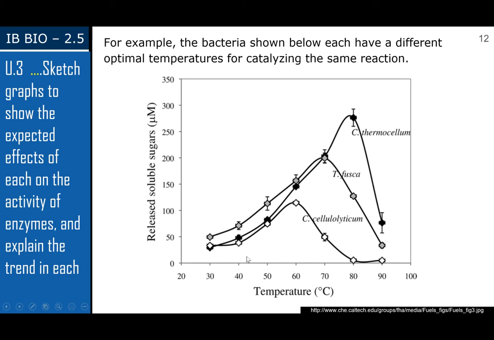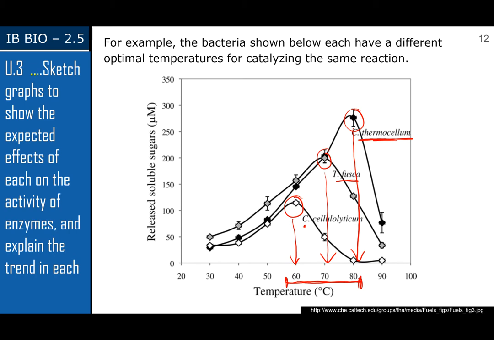So here you can say for this particular bacteria, its optimal temperature is about 60 degrees. For T. fusca, it's going to be here. And then for C. thermocellum, thermo meaning hot, it's quite a bit higher. So that's a big range. That's like 20 degrees difference in terms of optimum temperature. That's a big deal. It's a good indication that this guy down here, he's probably adapted to moderate conditions, right?